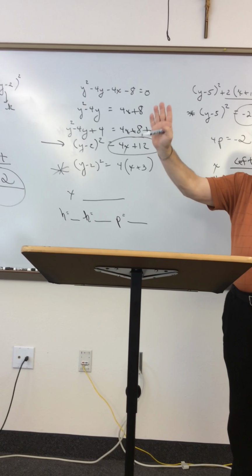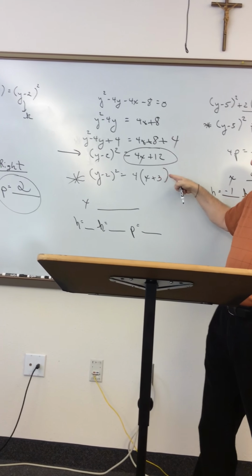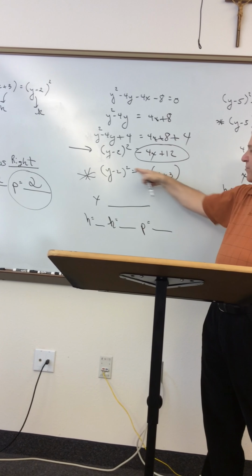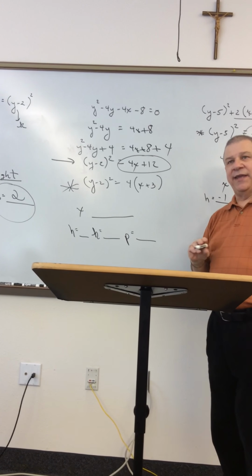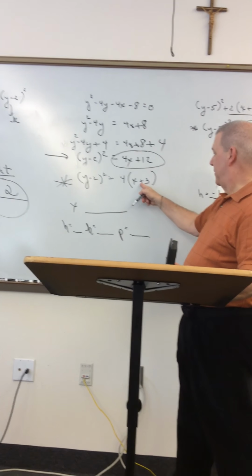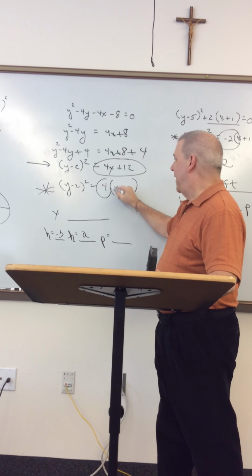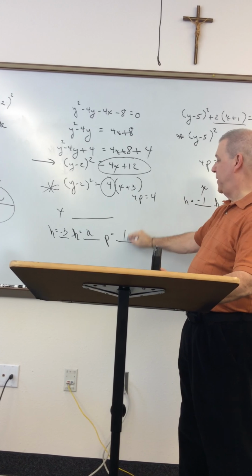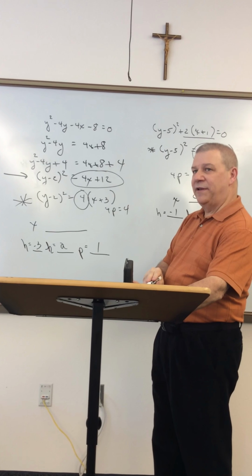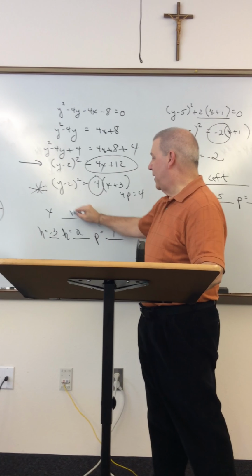Fellas, please listen to me. Look up here. If you do these few steps wrong, you realize these are all going to be wrong down here. What's h and k? Ethan. h is negative 3, k is 2, and p is 1. Okay, now 4p is 4, which makes p 1, and because p is positive, where's it open? Rob. To the right.